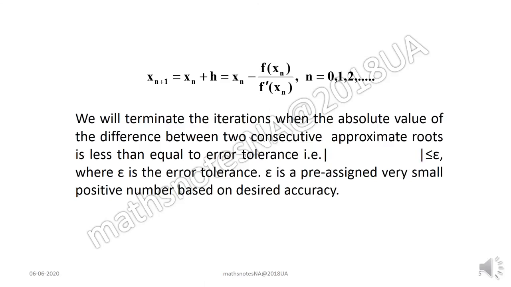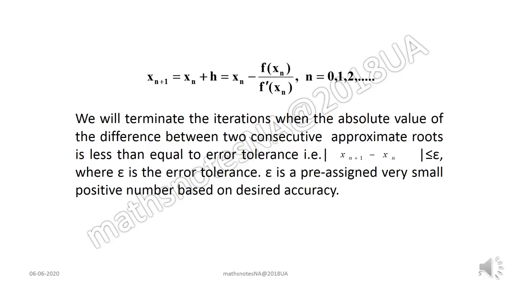We will terminate the iterations when the absolute value of the difference between two consecutive approximate roots is less than or equal to error tolerance, that is mod of x(n+1) minus xn is less than or equal to epsilon. This may be prescribed wherever we are applying Newton-Raphson method or requirement according to the situation, where epsilon is the error tolerance. Error is a pre-assigned value, very small positive number based on desired accuracy.